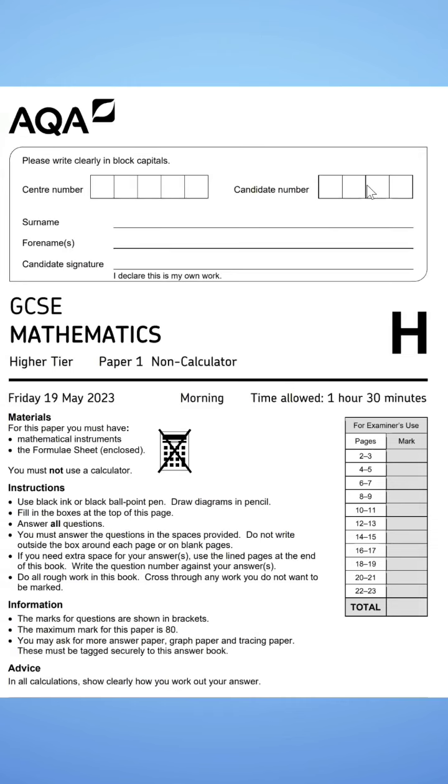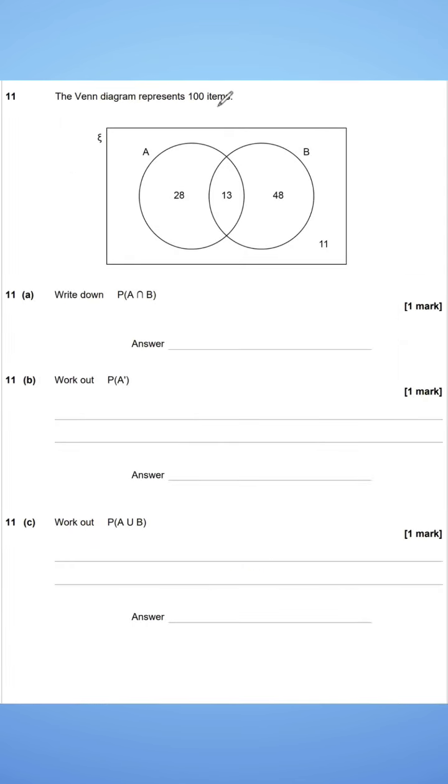In this video, we will be going through questions 11, 12, and 13 of an AQA GCSE Higher Paper 1 Maths exam. So question 11 says the Venn diagram represents 100 items. Part A says write down the probability of A intersection B or A and B.